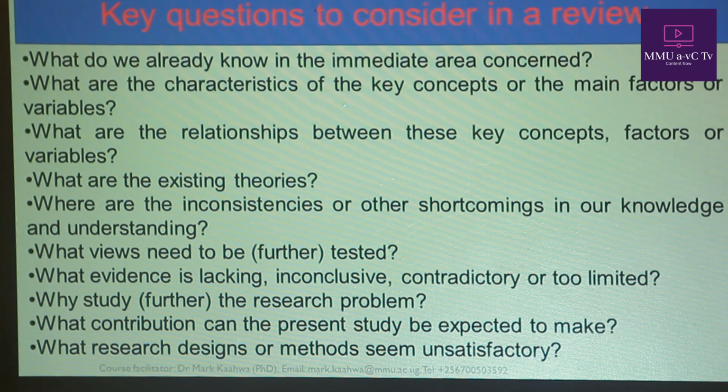What are the key questions to consider in the review of literature? We have a number of questions that you always have to consider when you are reviewing literature. The first question is, what do you already know in the immediate area concerned? What knowledge is available about this concept, about this problem that you want to investigate? Then two, what are the characteristics of the key concepts, the main factors or variables? What are the relationships between these key concepts, factors, and variables?